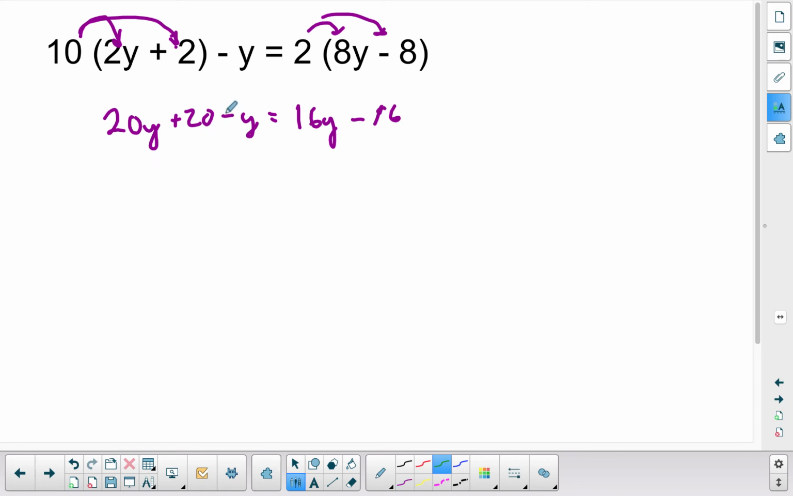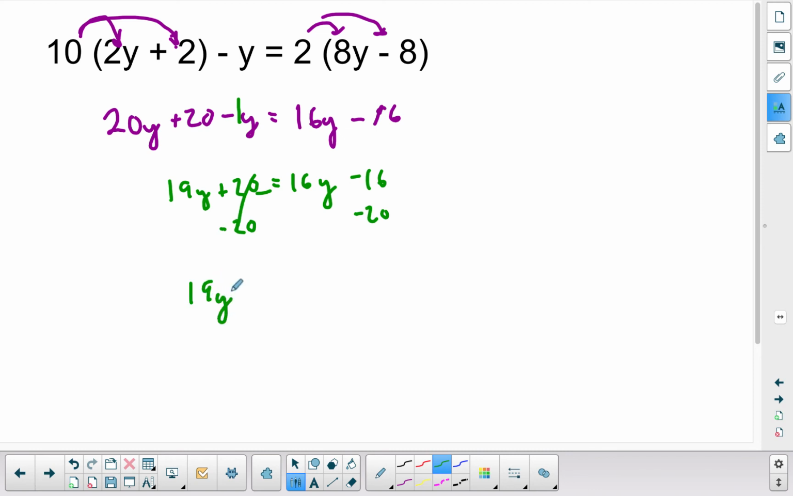But the way I interpret this minus y, if you want to put a 1 in front as a coefficient, the number in front that you multiply the variable by is called a coefficient. You can do that. So 20y minus 1y is 19y. And now we're back to sort of familiar territory. My preference is to get rid of the variables, but just to show you can do it any way you want, I'm going to get rid of this 20 first.